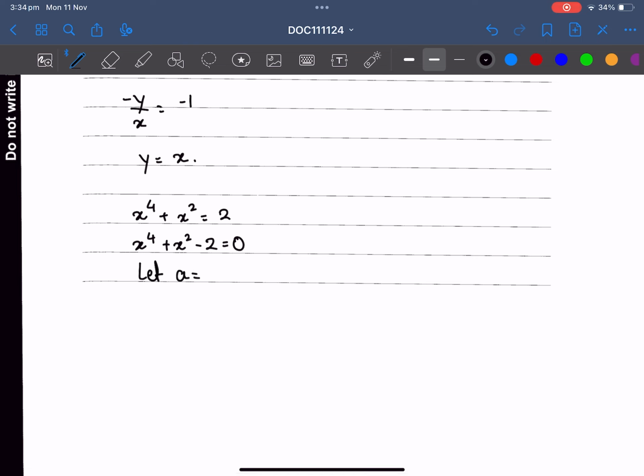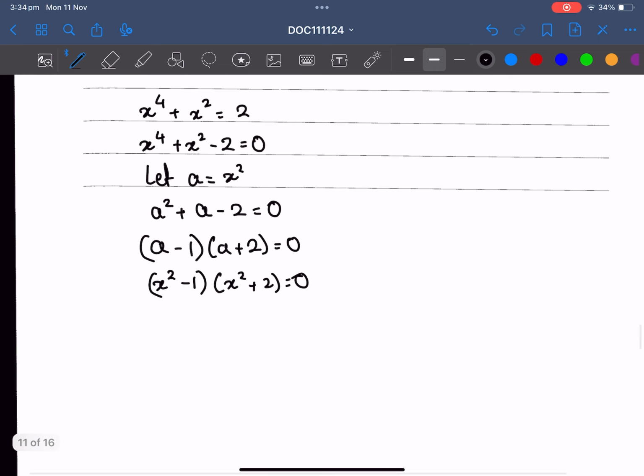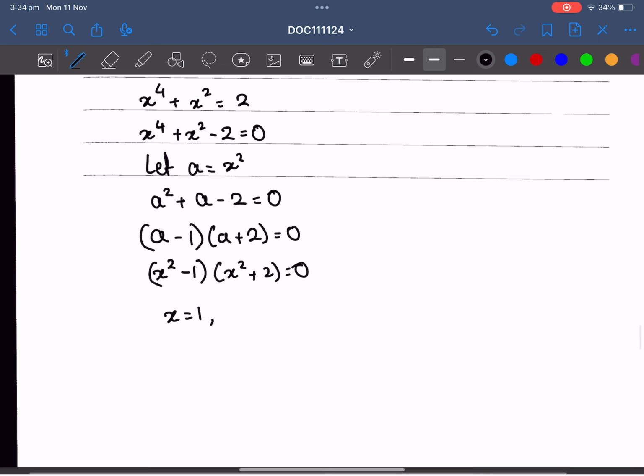Let a equal x squared. So we'll have a squared plus a minus 2 equals 0. Okay, so (a minus 1)(a plus 2) equals 0. Substitute the x squared back in. (x squared minus 1)(x squared plus 2) equals 0. So x equals 1 and x equals minus 1.